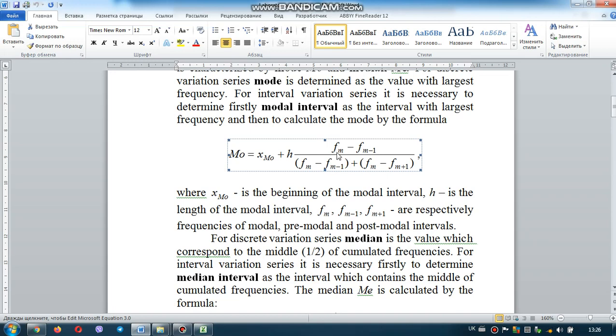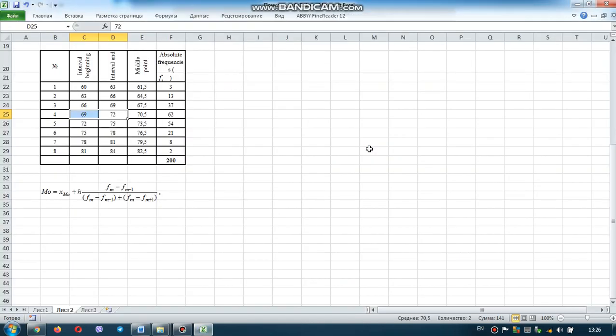This is the difference between frequency of model interval and frequency of premodel interval. It means that you are to calculate the difference between frequency 62 and 37. The same value is in the first part of the denominator, and this expression is the difference between the frequency of model interval and frequency of post-model interval. This is 54. So let's try to calculate.